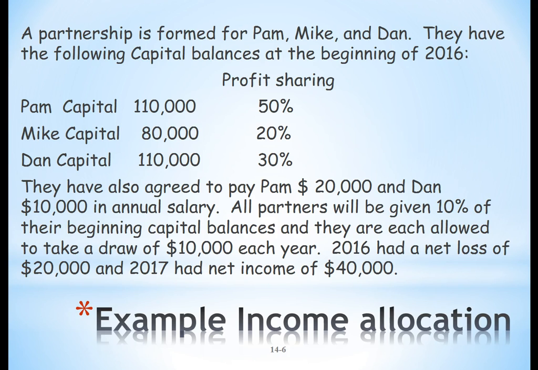They have also agreed to pay Pam $20,000 and Dan $10,000 in annual salary. All partners will be given 10% of their beginning capital balances, and they are each allowed to take a draw of $10,000 each year. For 2016, they had a net loss of $20,000, and in 2017, they had a net income of $40,000. So now let's take a look at how this affects their capital balances at the end of the year.